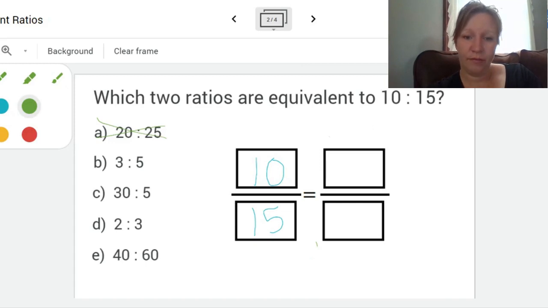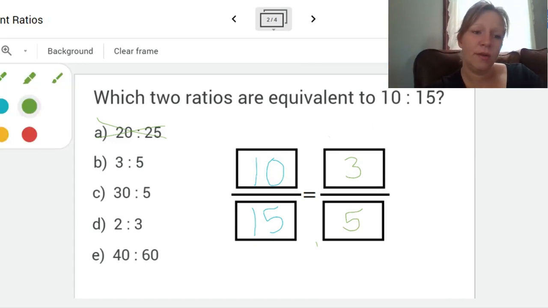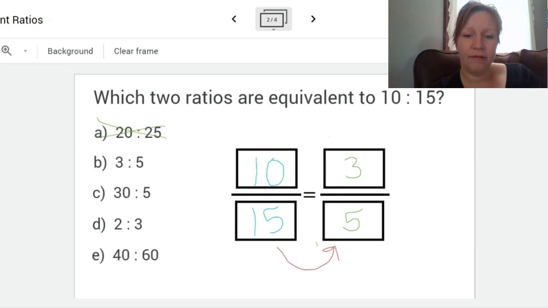So I have 3 to 5. Now this is kind of an interesting one because the numbers, notice, are getting smaller. And so really I need to ask myself, what am I doing to that first number to get the second number? So what am I doing to 10 to get 3, and what am I doing to 15 to get 5? Well, 10 to 3 is kind of a hard one because 3 doesn't really go into 10. So I'm going to start with the bottom in this case.